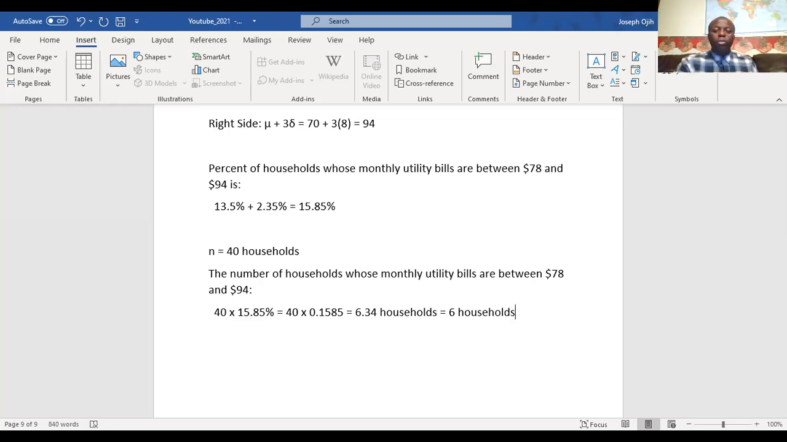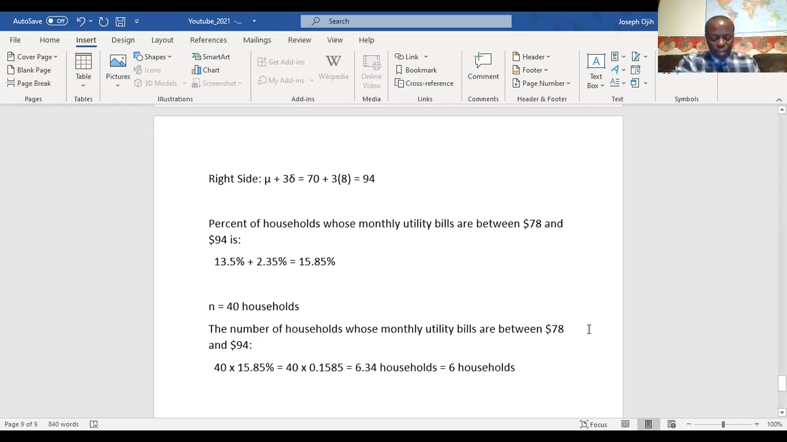So this is basically how we use the empirical rule. I've shown you 3 examples, basically how to apply it.